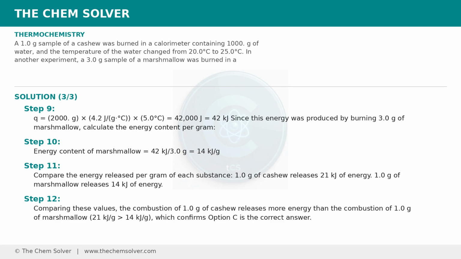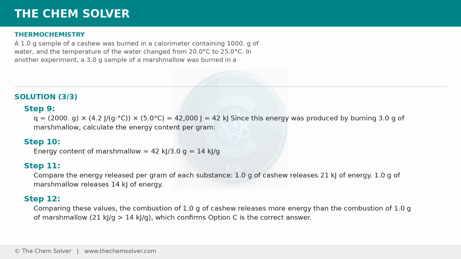Since this energy was produced by burning 3.0 grams of marshmallow, calculate the energy content per gram. Energy content of marshmallow equals 42 kJ over 3.0 g, which equals 14 kJ/g.